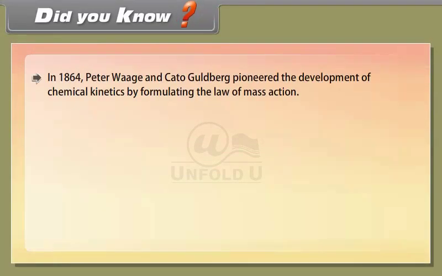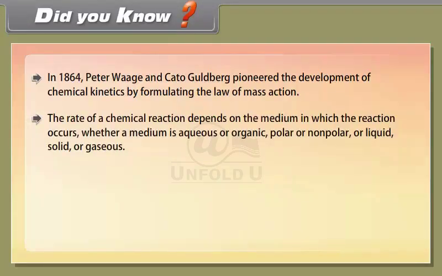Did you know? In 1864, Peter Waage and Cato Guldberg pioneered the development of chemical kinetics by formulating the law of mass action. The rate of a chemical reaction depends on the medium in which the reaction occurs, whether the medium is aqueous or organic, polar or non-polar, or liquid, solid or gaseous.